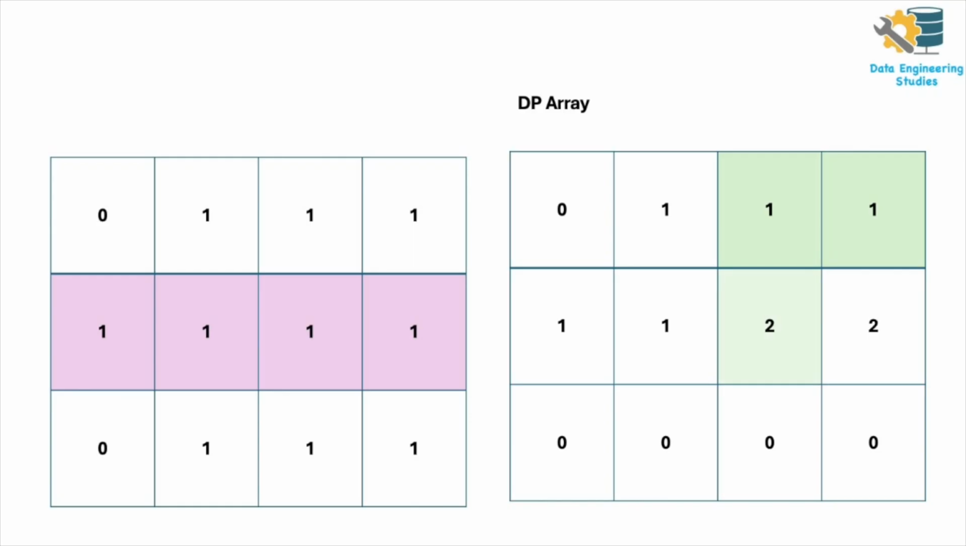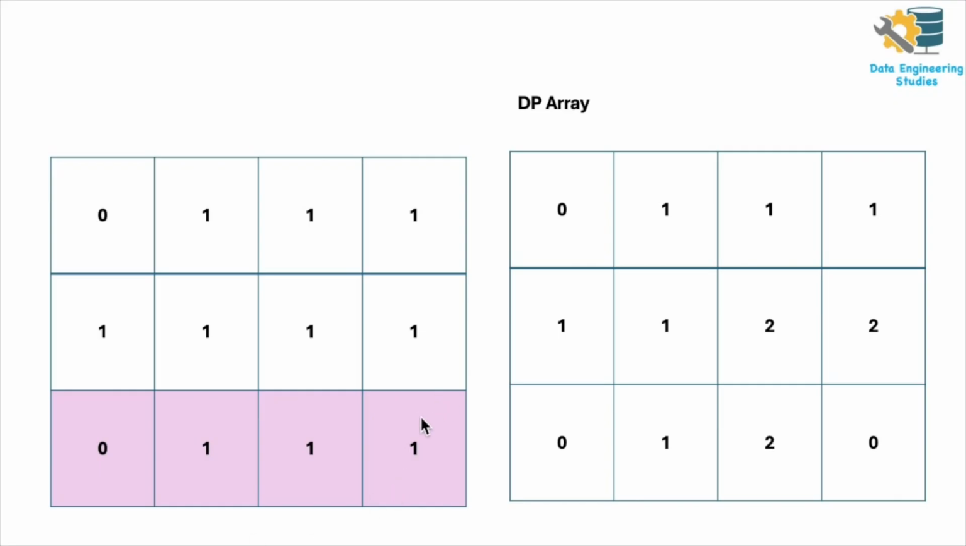Now we will iterate through the third row. The first value is a 0, so we don't have to do anything. The second value is 1. So we will take the minimum of all 3 sides. The minimum of all these 3 sides is 0. So 0 plus 1 is 1. Now we will move on to the next cell. The element is 1. So we will check the minimum of all these 3 sides. The minimum of all these 3 sides is 1. So we will add 1. 1 plus 1 makes 2. We will add 2 to this cell.